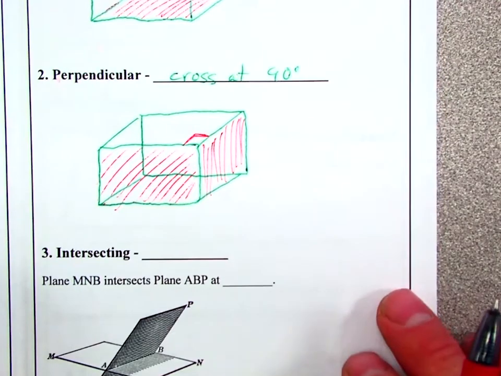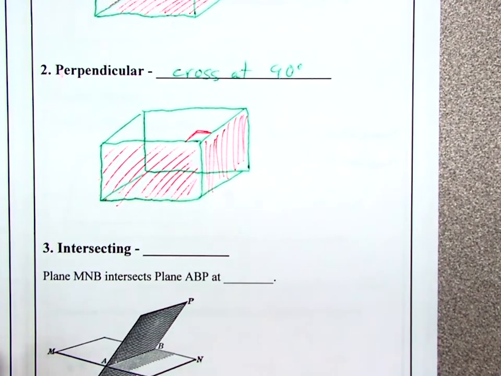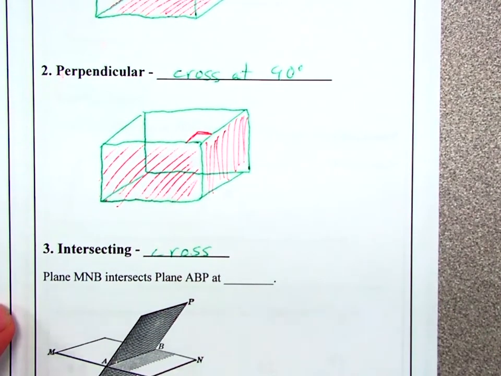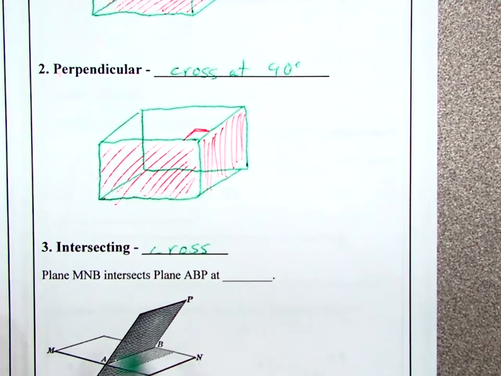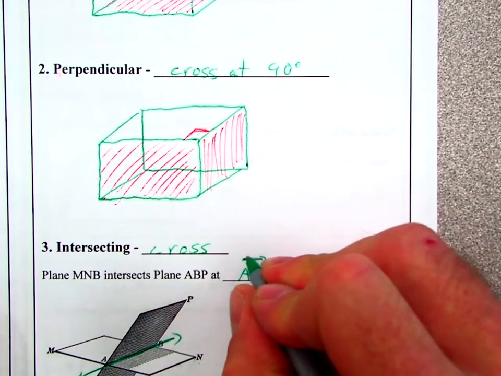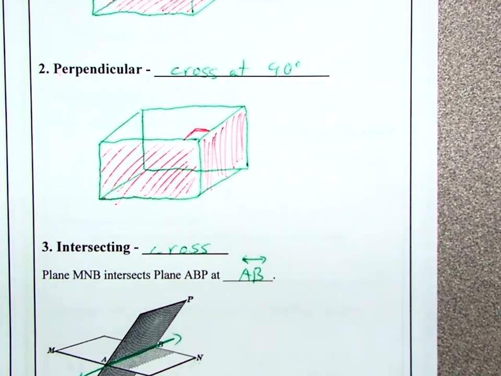In the last case, I'm not going to make you draw this one because it can be difficult, but we can just have planes that cross, not necessarily at 90 degrees. So we have plane MNB, so we name it with 3 points. Plane MNB intersects plane ABP at, well, they intersect at that line. So we're going to say they intersect at line AB. All right, next page, page 6.